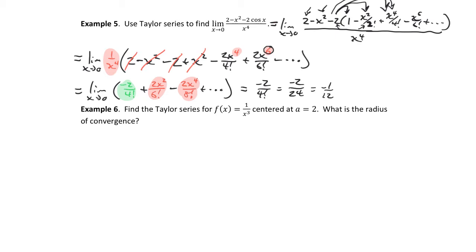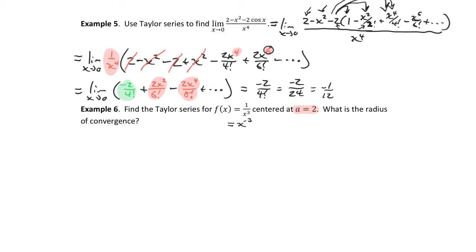Our next example is going to take a little bit of work here. We want to find the Taylor series for f of x, which is 1 over x cubed, or, if you will, x to the negative 3. We'll use that in a little bit. Centered at a equals 2. So that's a slightly different experience than we've had so far. All of our centers have been 0. We've been looking at Maclaurin series.